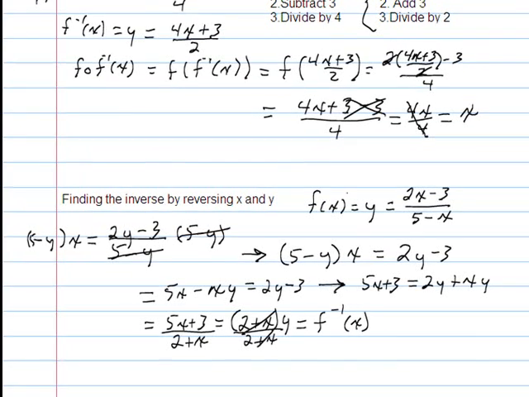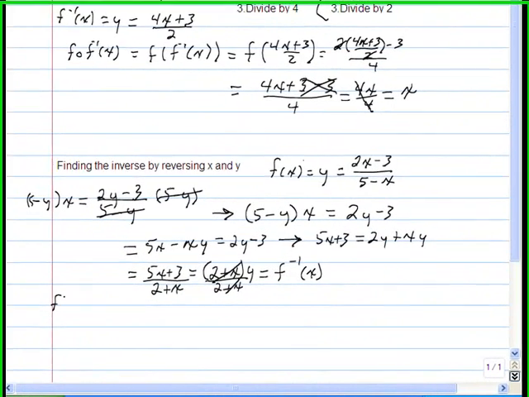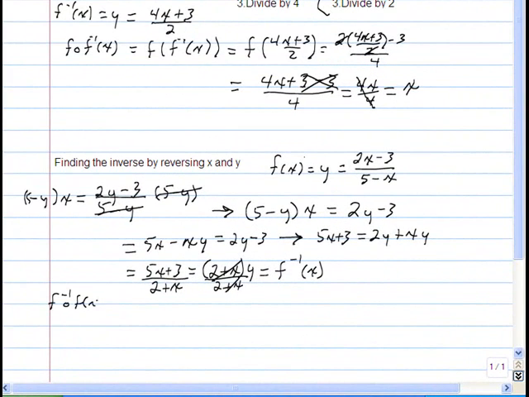Now the next thing we'd like to do is make sure that we really have the inverse. So what I'm going to do here is take f inverse of f of x. Let's see if we get x again. First off, I need to know what f does to a number. And f, our original function, takes any number and changes it to 2x minus 3 over 5 minus x. So what does f inverse do to that?